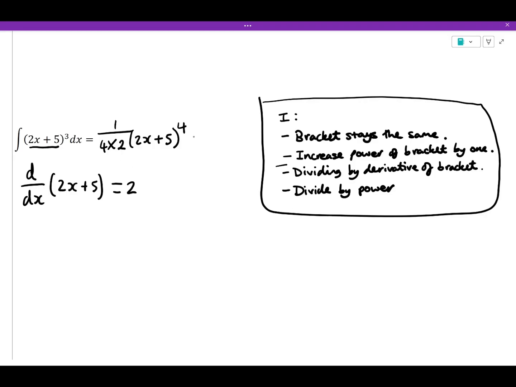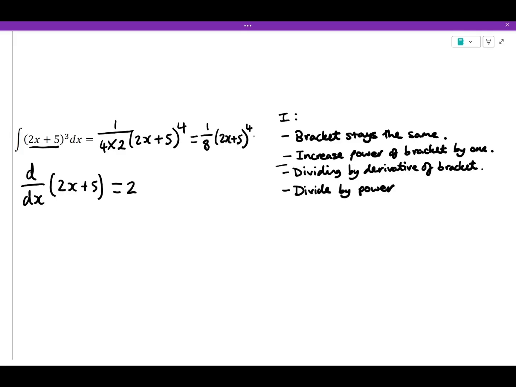And then we pretty much got our final answer. The final thing we're just going to do is write it a little bit more neatly. We got 1 over 8 and then 2x plus 5 raised to the power of 4. And of course, we do need our plus c, so let's make a little space, and we've got our plus c like that. And you can see this is much quicker than the method we were using before. Let's have a look at another question.